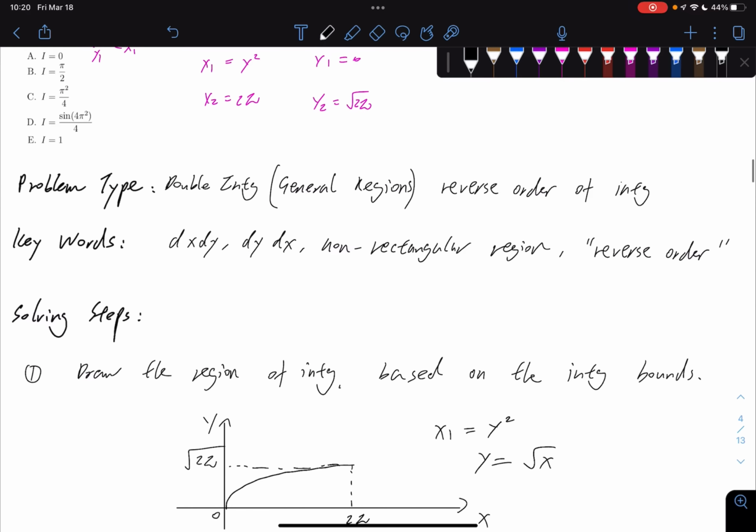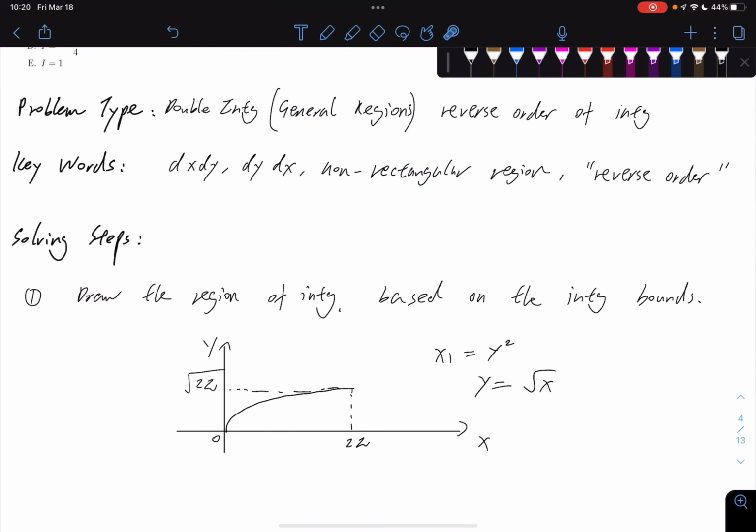So x1 equals y squared. This curve is the lower bound of x, and x equals 2 pi is the upper bound of the x region. So when we integrate x, we always integrate from left to right, so from the left bound to the right bound. So we can conclude that this is the region of integration.